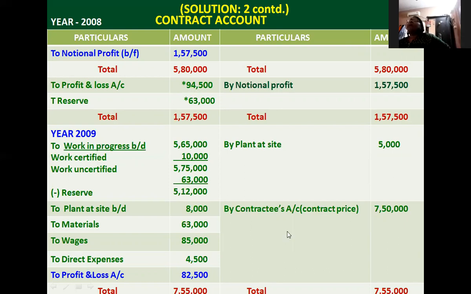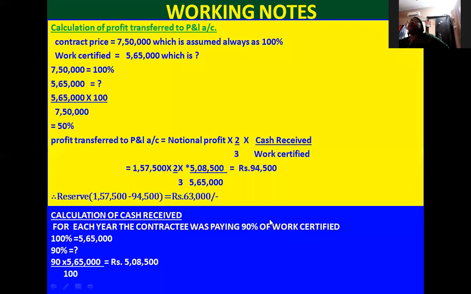So how did I calculate it? Look at the small calculation which I mentioned under the slide, working notes: calculation of profit transferred to the P&L account. The contract price as per the problem was 7,50,000, which is always assumed as 100%. So work certified as per this year is how much?